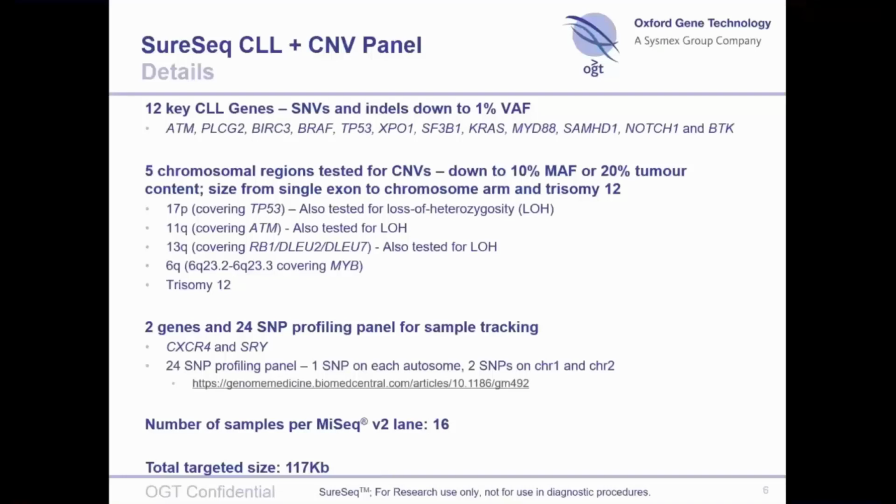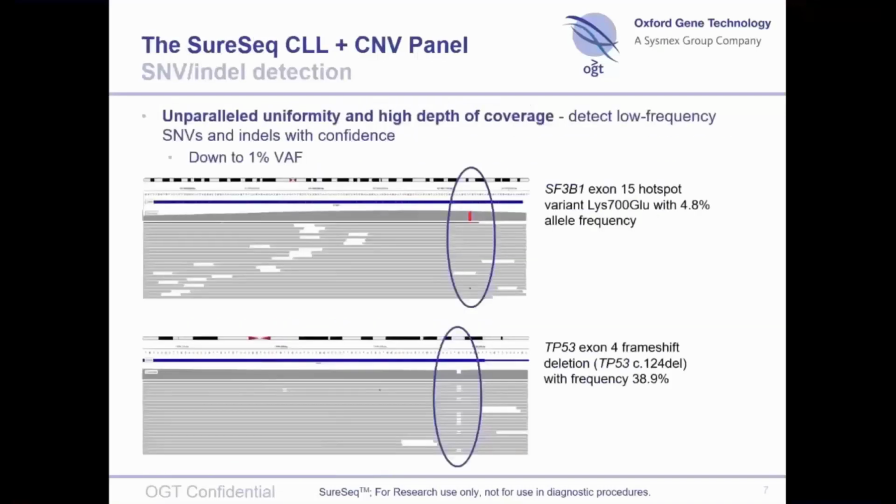Now let's have a look at some of the data generated with the CLL plus CNV panel. First of all, focusing on the SNV and indel detection. In the 2 examples here, the top example shows an exon 15 hotspot variant in SF3B1 with a frequency just below 5%. You can see the software has flagged the variant allele in the window here.